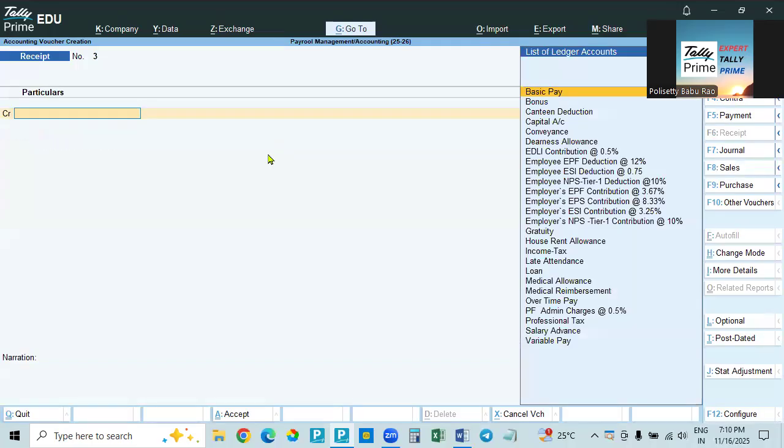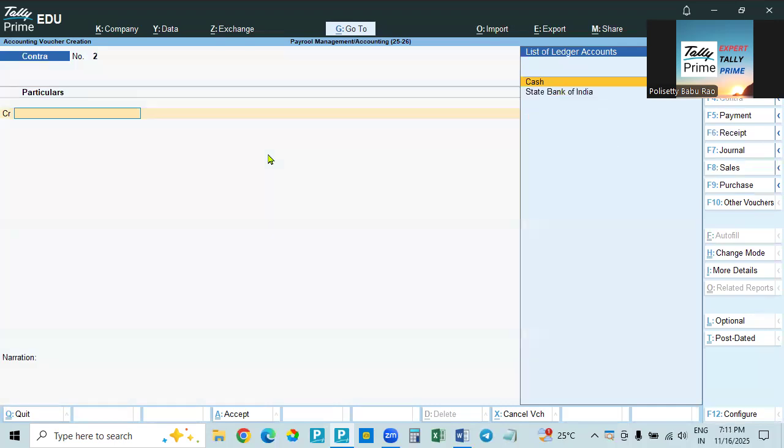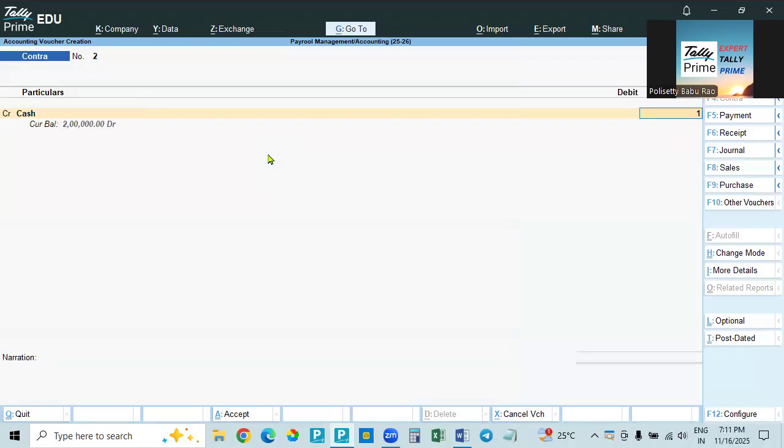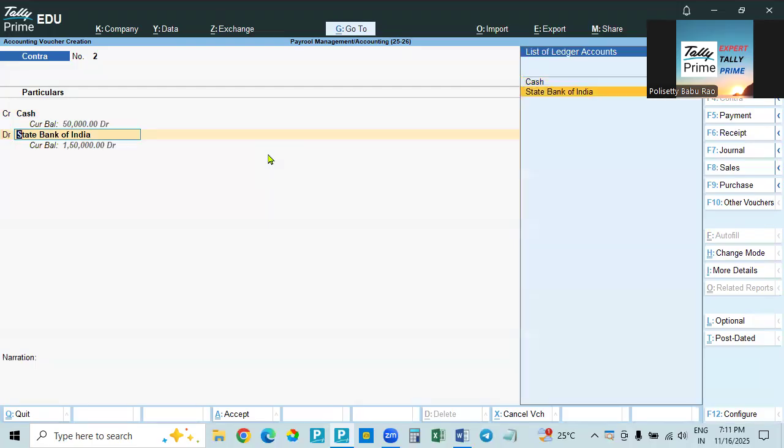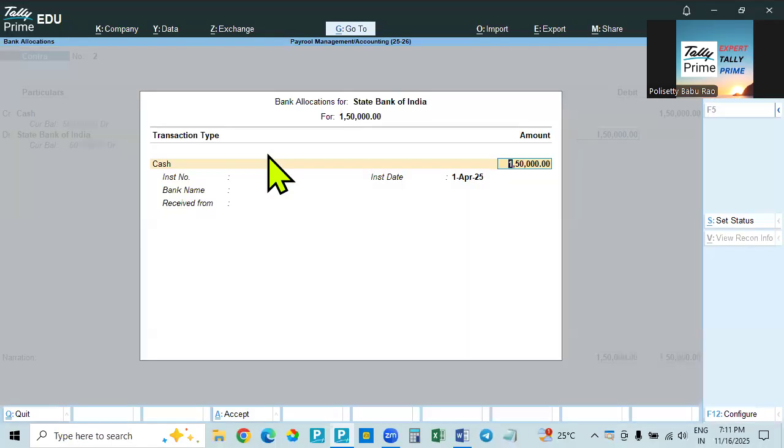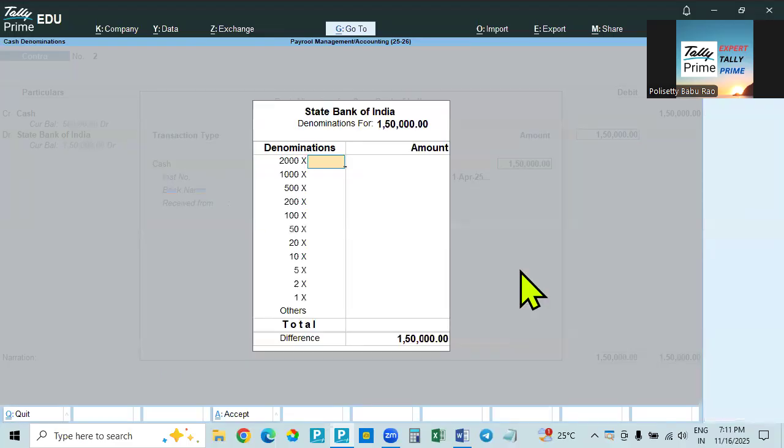Out of this capital, 1,50,000 is paid into the bank. For the same date, we take up F4. So credit cash, as cash is going out. We paid 1,50,000 rupees into the bank, to State Bank of India. Whenever you are entering in the State Bank, we have to give the cheque details, but since this is paying into the bank, the transaction type is cash, not cheque. So it will ask you the denomination, and you need not give anything; just go on entering.